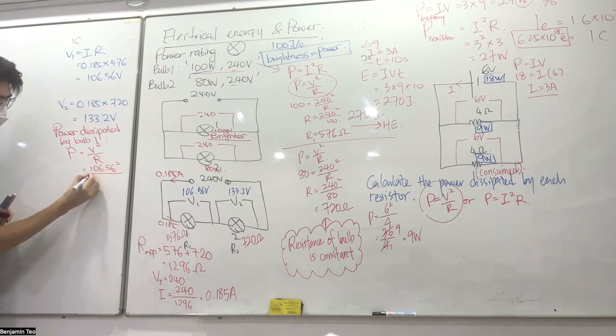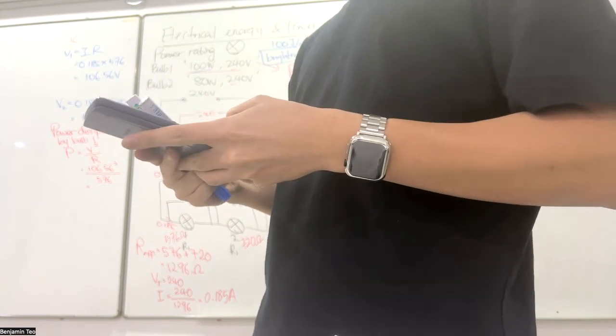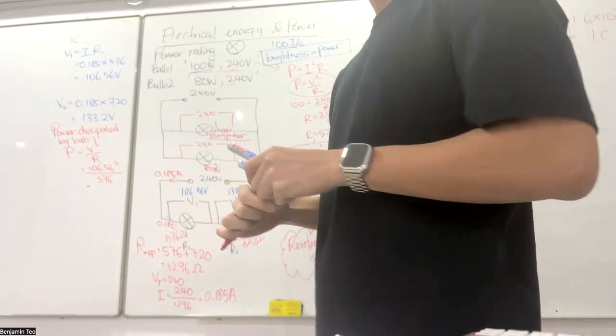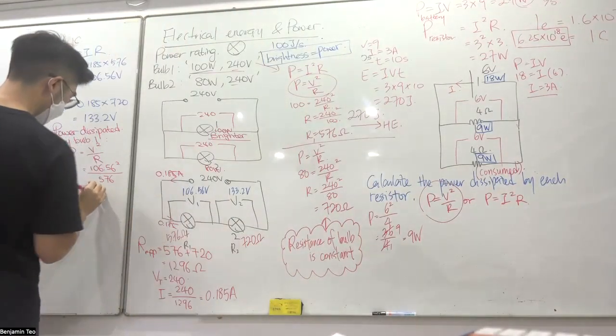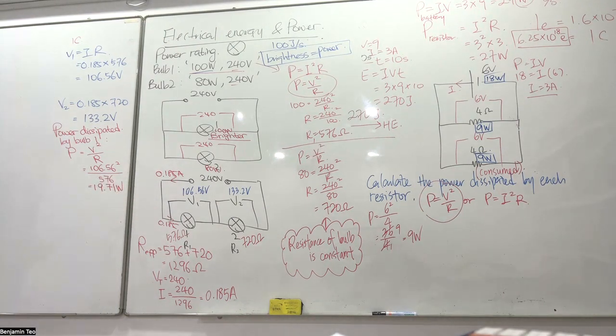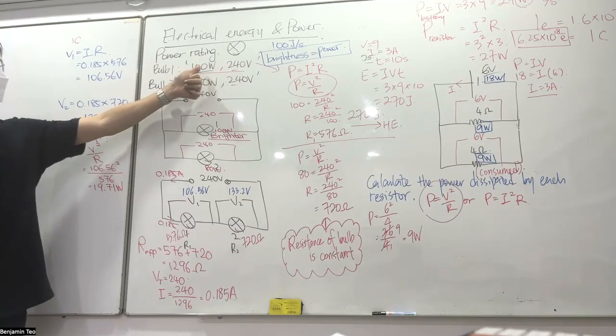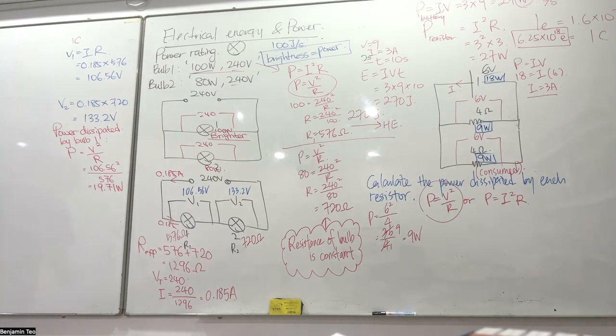106.56 squared divided by 576. Calculate your power. This is 9.7 watts. It only operates at 19.71 watts. Originally its optimum is 100, but because the voltage you give it is less than 240, it only operates at 19.71.